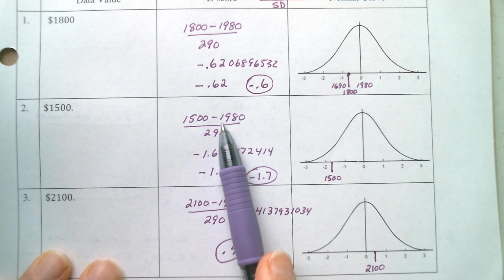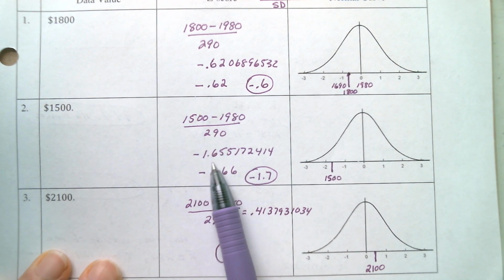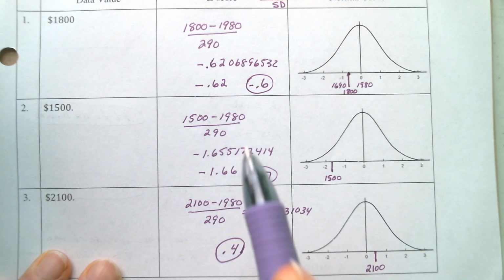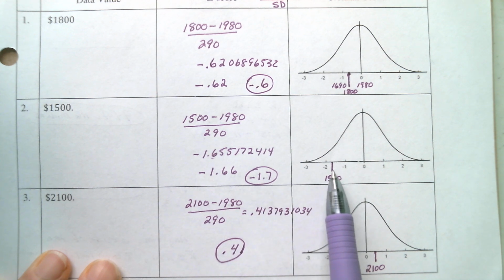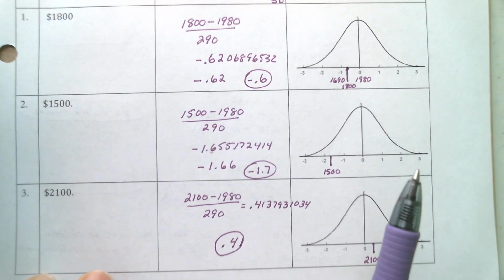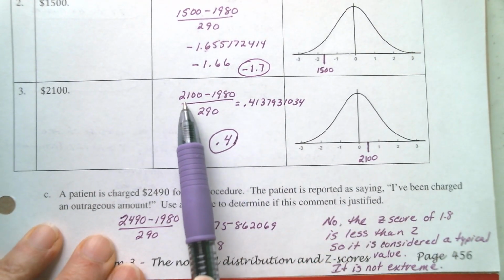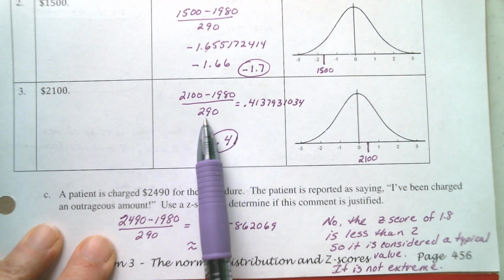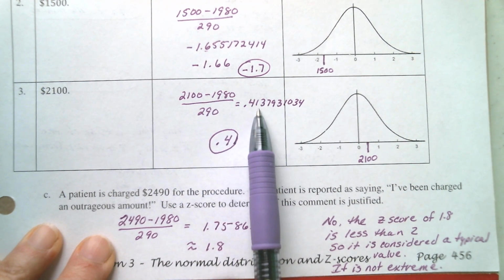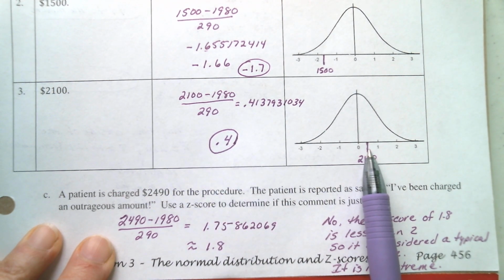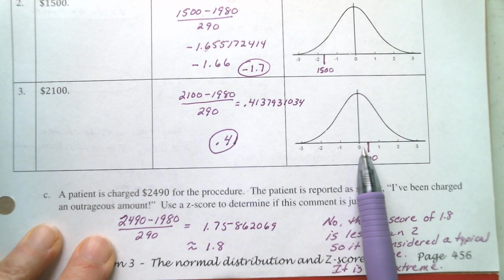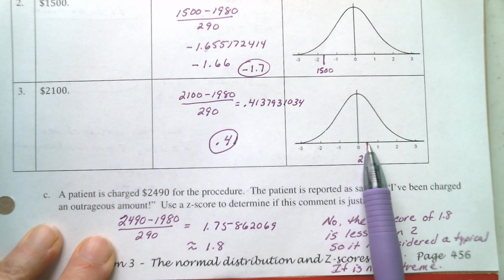1,500 minus the mean, 1,980, divided by 290 is this decimal, rounding to the nearest tenth, negative 1.7, which is closer to negative 2 than to negative 1. Then 3: 2,100 minus 1,980 divided by 290 is this decimal, to the nearest tenth 0.4, which is a little less than halfway between 0 and 1. Halfway between would be 0.5, so it's just a little less.